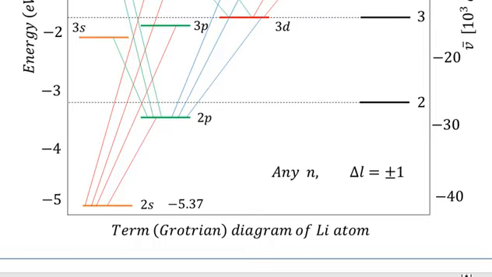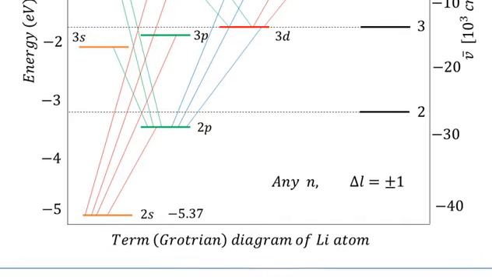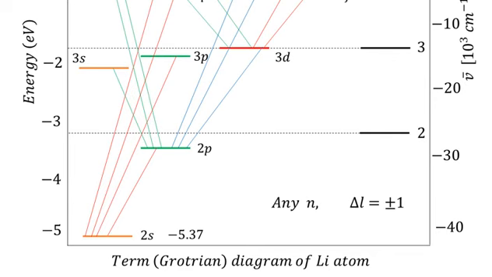So you see that here I am going to explain the term diagram of the lithium atom. The energy has been plotted on the left hand side and the wave numbers have been plotted on the right hand side. And here different transitions have been shown. Any value of n could be possible, but the transitions should obey this law, that is, the change in orbital quantum number should be equal to plus or minus 1. And you see that it should not be 0.